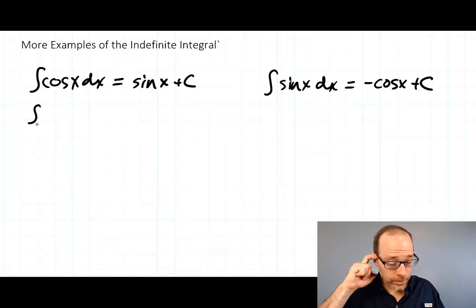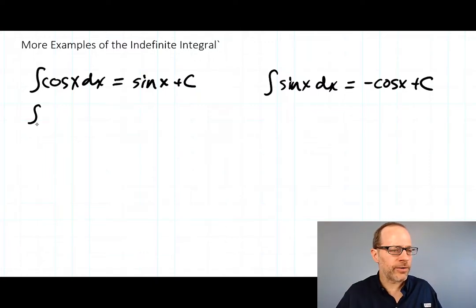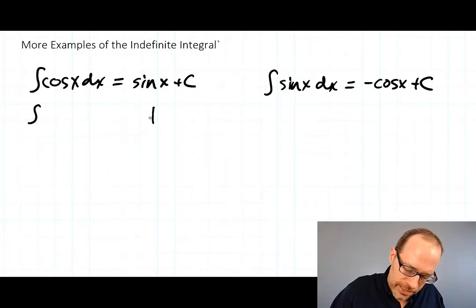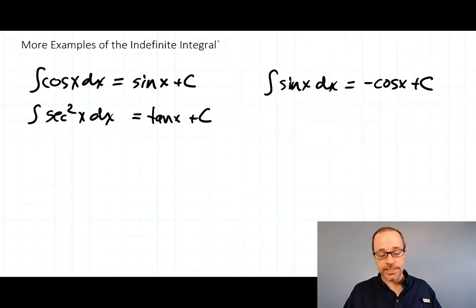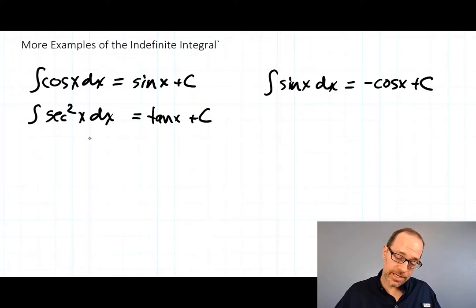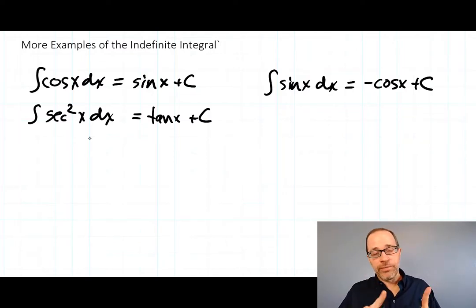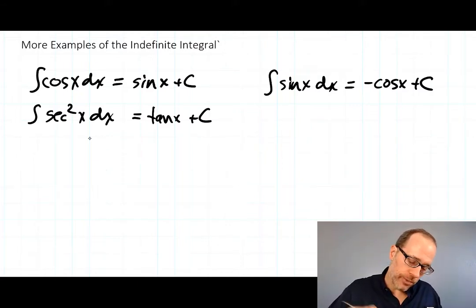For instance, I know the derivative of tangent of x is secant squared. So that means an antiderivative for secant squared is tangent, etc. You can do all the trig ones in a similar way. So every one you know the derivative of, then you know an antiderivative for. Again, you just remember the derivative rules and write them in reverse. What other things do we know?